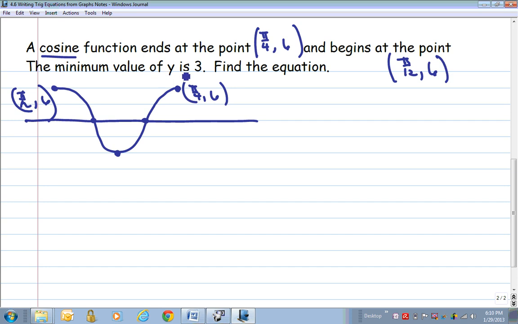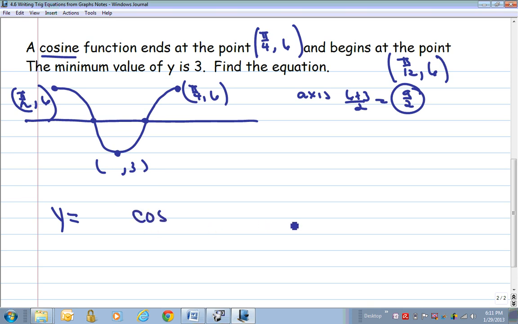It also tells me we have a minimum value where y is 3. So this is some value, comma 3. All right, well, that'll help us find the axis, because if this is 6 and this is 3, then halfway in between would be the axis. So for our axis, we would have 6 plus 3 divided by 2, which is 9 halves. And this is a cosine function, so we're going to say y equals, we'll have something, and eventually we'll have cosine, and we might have something more, but our axis is going to be at positive 9 halves, so I'm going to say plus 9 halves.